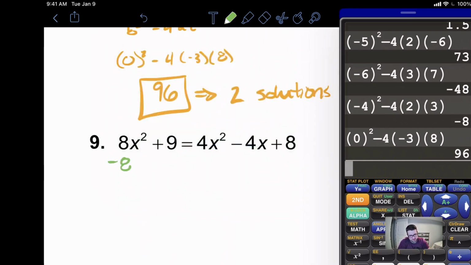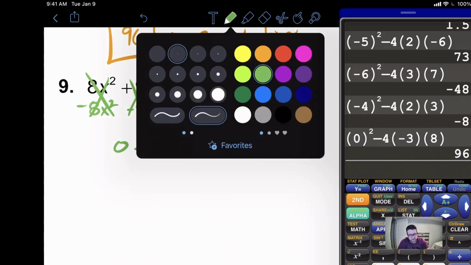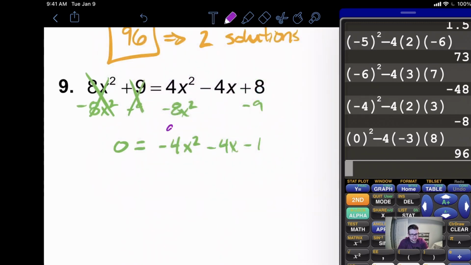So I'm going to subtract 8x squared on both sides. And I'm going to subtract 9 on both sides because that will make these cancel off and we'll be left equal to 0 over there. Now 4x squared, take away 8x squared, will be a minus 4x squared. The minus 4x drops down. 8 take away 9 is a minus 1. Now, we are equal to 0. Everything's a little reversed, but that's okay. So this is A, this is B, this is C. And of course, we're using the discriminant formula.